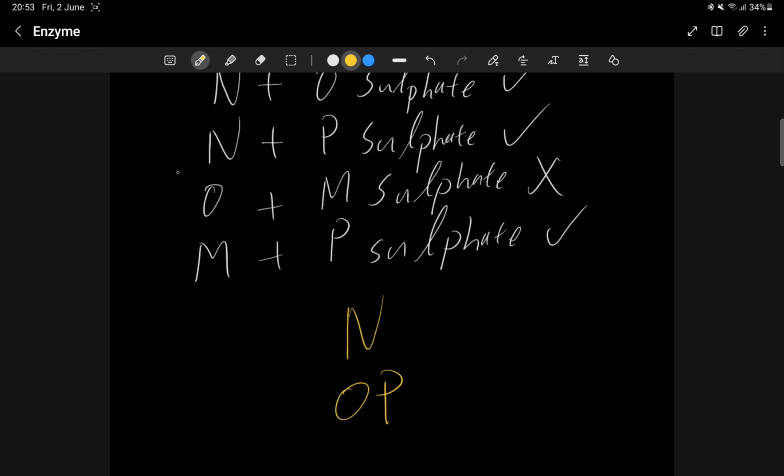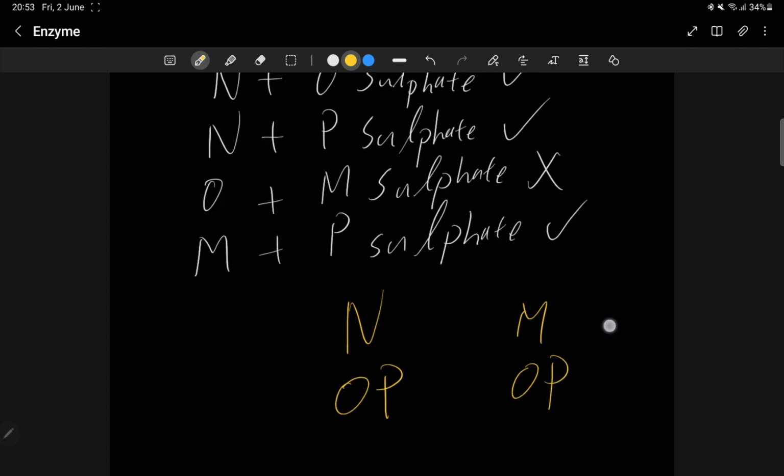Next we look at this, right? We look at this one. O and M sulfate is no reaction. So from this we know that M is more reactive than O. Right? M is more reactive than O, and M plus P sulfate works. There is a reaction between M and P sulfate. So because there's a reaction between M and P sulfate, that means that M is also more reactive than P.